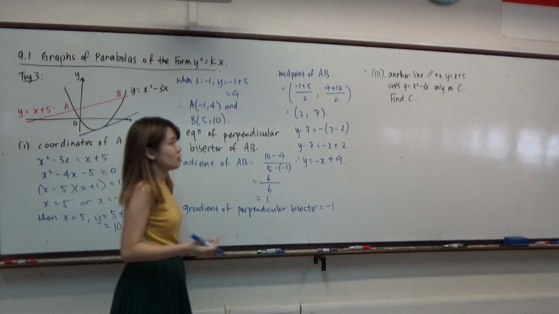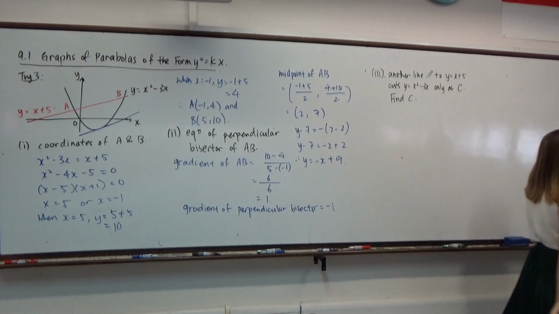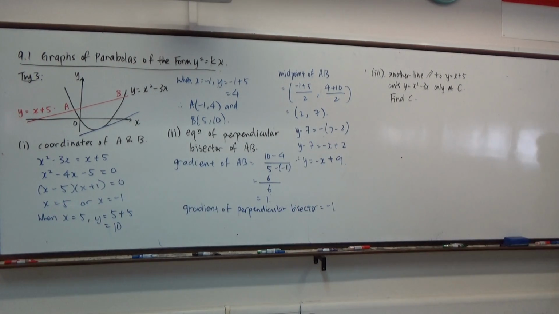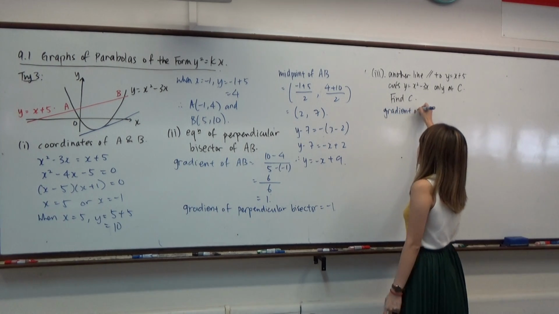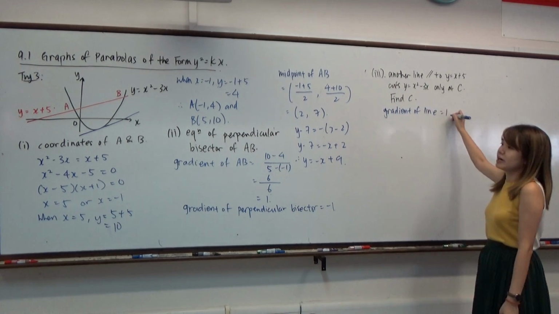Knowing all this, what can we do? How do we find the coordinates of C? Differentiation. Yes, differentiation. Get the gradient. The gradient of the line will be 1, since it's parallel.